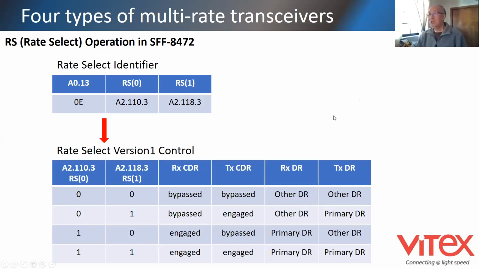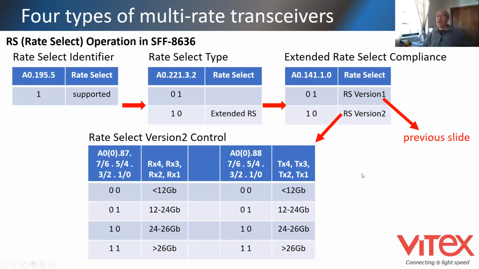And the second one is more up to date, the 8636, which basically grows out from the QSFP 40G and 100G and up. And here there is a little bit more involved. There are 4 areas you need to check. First of all, you have to check byte 195 bit 5. If it's 1, that means rate select is supported. And you go to another area to check what type of rate select you're going to have.